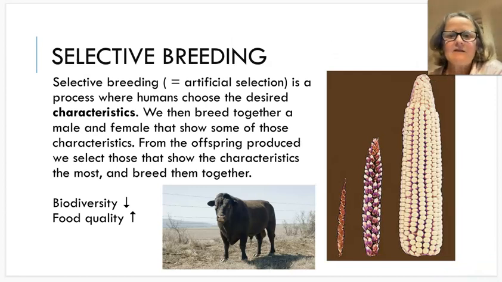Selective breeding you have heard of, probably, because it's equivalent to artificial selection, and it's kind of the man-made version of natural selection. So it's when humans choose a characteristic and we decide which males and females will breed together, and then we look at the offspring and we pick the best ones of those and breed them together. This means that biodiversity is going to decrease because we're going to lose some characteristics in favor of the ones that we want, but hopefully the ones we want are increasing food quality. So for example, better corn or more tasty beef.